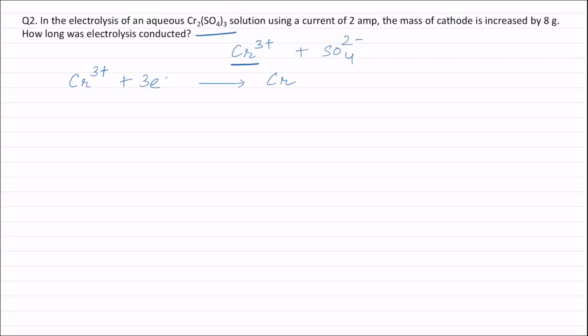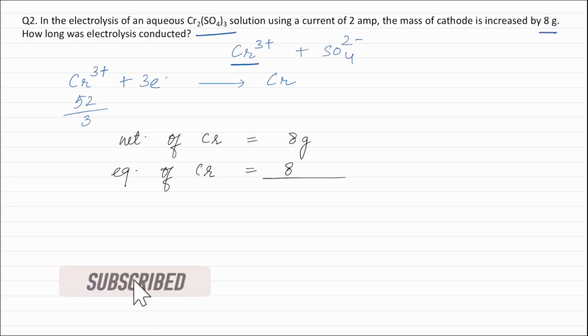Therefore, equivalent weight of chromium will be atomic weight of chromium divided by 3, which is equal to 52 divided by 3. This is the equivalent weight of chromium. Now, increase in the weight of cathode will be equal to the weight of chromium, which is equal to 8 grams. Therefore, weight of chromium is equal to 8 gram. Equivalents of chromium will be equal to weight of chromium, that is 8 gram, divided by equivalent weight of chromium, which is 52 by 3.